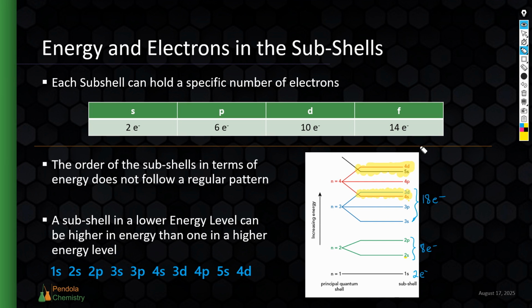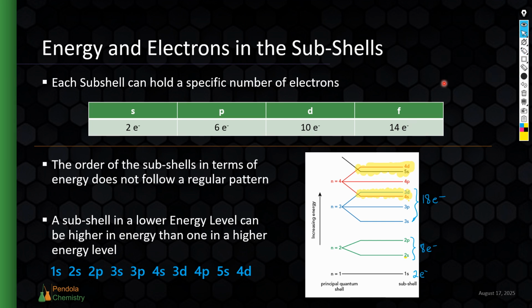And we learned about this last year. We just didn't learn why. We just learned that the order was a certain way. And you learned a shortcut, which I'll show you again in this video, of how to figure out the order. Before we keep talking about the order, though, let's talk about how many electrons and which sublevels are in each energy level.